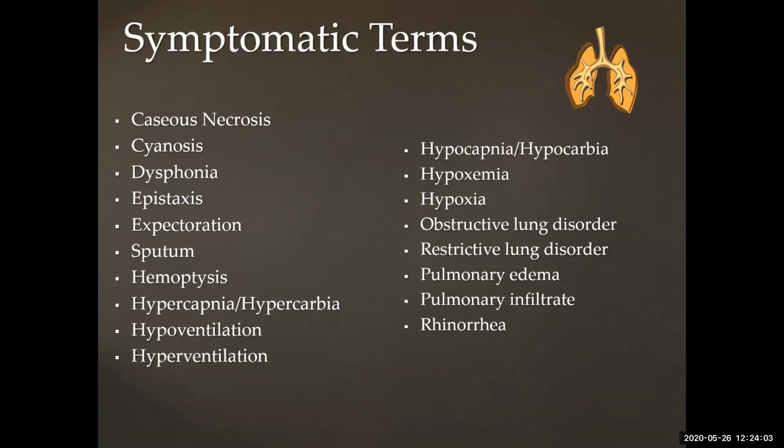Obstructive lung disorder means something's blocking the flow of air moving in and out of the lungs. And restrictive is a condition limiting the intake of air in and out of the lungs. We see that with a lot of smokers, or what we call chronic obstructive pulmonary disease. It's obstructive, but then it's also restrictive as well. They don't have the strength because the lungs get scarred.